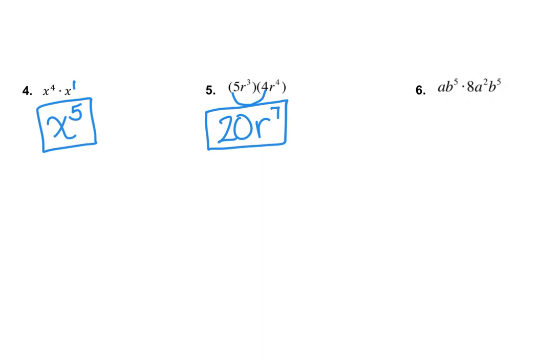All right, for question number 6, I would put a 1 here so that you know that you're multiplying the numbers. So I'm going to take 1 times 8, and that's going to give us an 8. And let's put a first there. So we have a to the first times a to the second, and we're going to add those exponents together, giving us a to the third. And then I have b to the fifth times b to the fifth. And again, you're adding the exponents together, so you're going to get b to the 10th power.